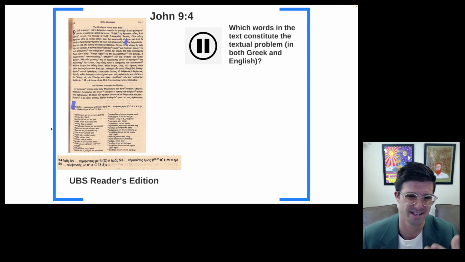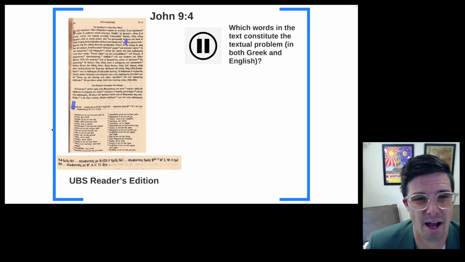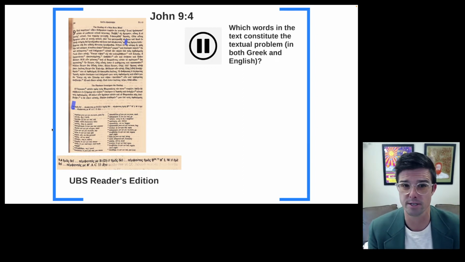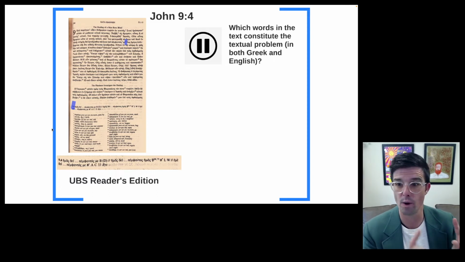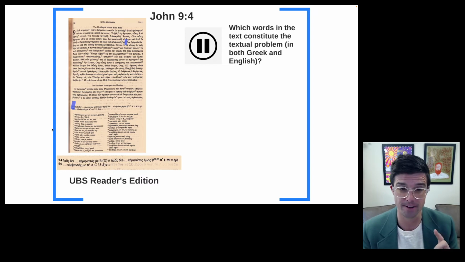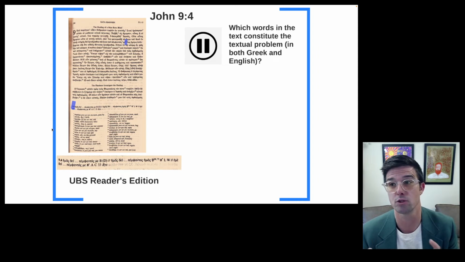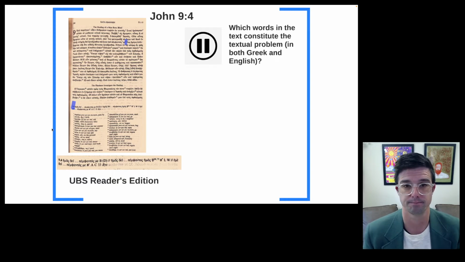What's on your screen is probably a little bit small and difficult to read. So what I want you to do first is to identify which word in the text constitutes the textual problem, in both Greek and in English. So you're looking at the Greek text here, figuring out where there's variance, what the differences are, and how those map onto English translation. So I want you to look at an English translation and see if you can figure out what the different English translations would be of the different variants in the textual problem.